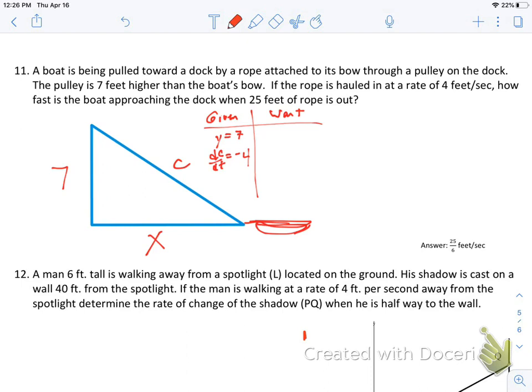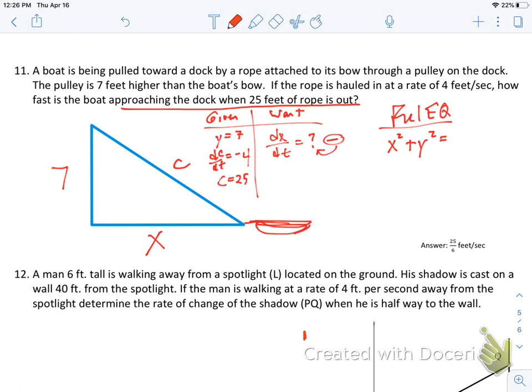They told me y is 7. The rope is being pulled in at 4 feet per second. The rope is slanted. It's the C, and I just called it C because I like hypotenuses to be C. And they told me, how fast is the boat approaching when the distance from the rope, how far the rope is out, which is my C length, is 25. So I wrote that in. And then what it wants me to tell is how fast I'm approaching the dock, where x is your distance from the dock. dx/dt is the rate of change of x. It should be negative, right? Because if we're approaching the dock, it will be getting smaller. x will be shrinking. So I'm anticipating this, just like dc/dt is negative because the rope is being pulled in, so its length is shrinking.